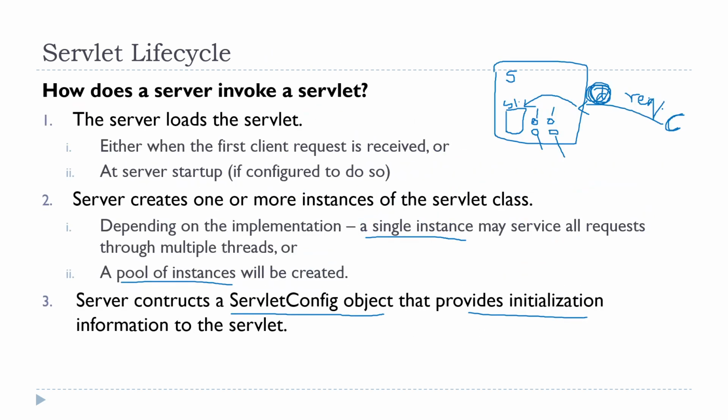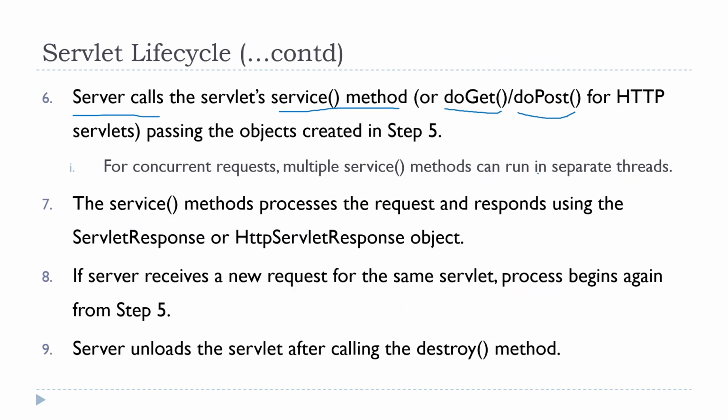This will be decided based on what the client has requested. So the client had sent a request, and if this request was a get request, then the doGet method will be called. If this request was a post request, then the doPost method will be called. And the arguments which are passed to the doGet and doPost methods are the HTTP servlet request and HTTP servlet response objects. So the objects that we created in step 5, these two objects will be passed to the doGet or doPost method.